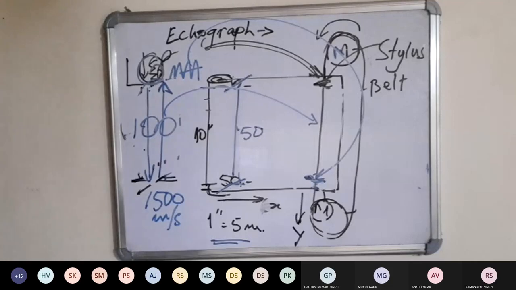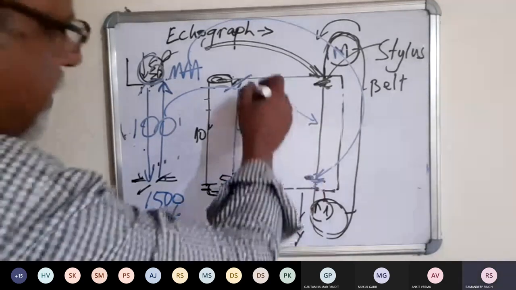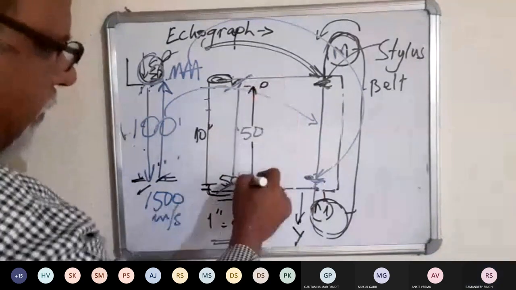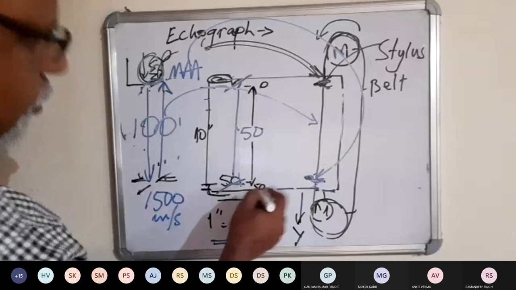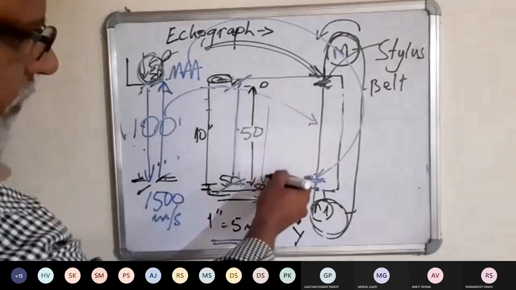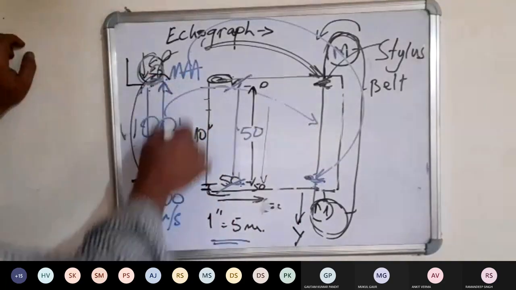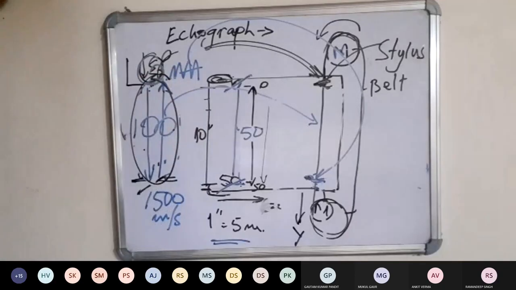In meters? You are right, 10 inches. But in meters, scale? 50. 50 meters, because here it is 0, here it is 50. So on scale it has done 50 meters when the signal has traveled how much?